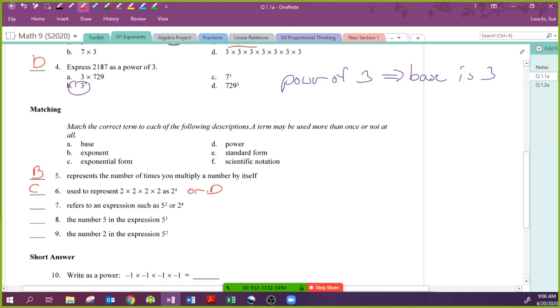And 7 refers to an expression such as 5 squared or 2 to the 4. That is supposed to be D, but I also accept C because I consider those to be the name you use depending on context, and I don't think that's an important distinction. Okay. 8, the number 5 is the base. And the number 2 in 5 squared is the exponent.